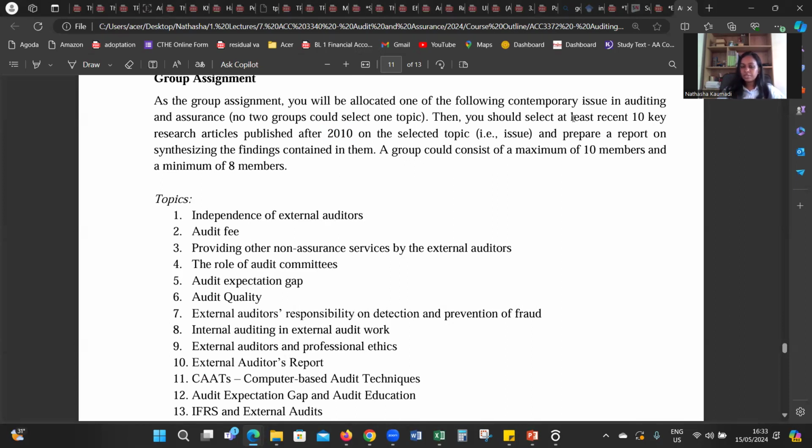All these will be mentioned. I will upload the guidelines on how to find the good articles.